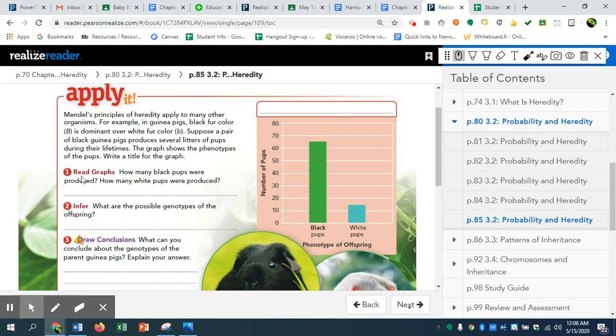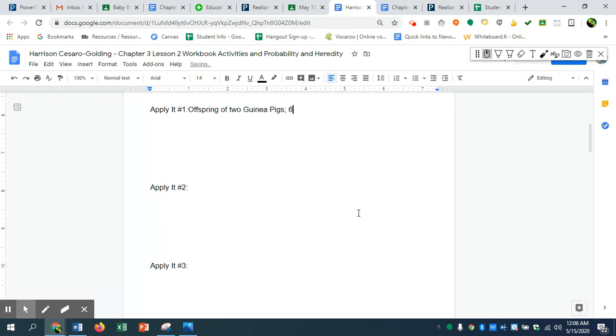Now, number 1 says, how many black pups were produced and how many white pups were produced? So let's take a look at our bar graph. It looks like this first one for the black pups is right between the 60 and the 70. So we'll say there's 65 black pups. And let's take a look at the white one. That looks like it's pretty much in the center, so we'll say 15 white pups. So for this first one, it would be 65 black pups and 15 white pups.